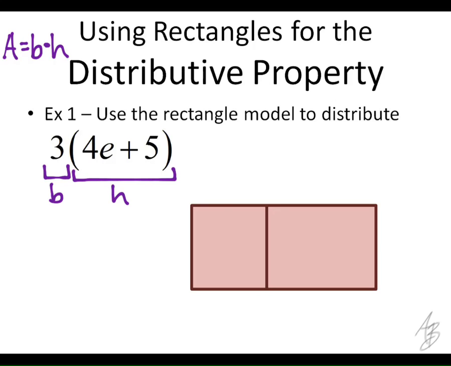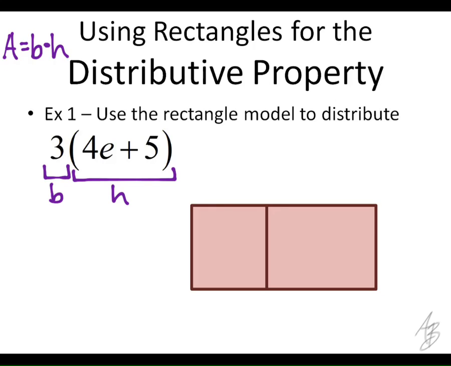Now I've drawn a rectangle model here for you. Where do you think the 3 is going to go? Should it go along this side up here, or should it go along this side over here? Why? So the 3 is going to go here because there's only one part to this side. And the 4e plus 5 is going to go up here because there's 2 parts up there. So we can use one part for the 4e and another part for the 5.